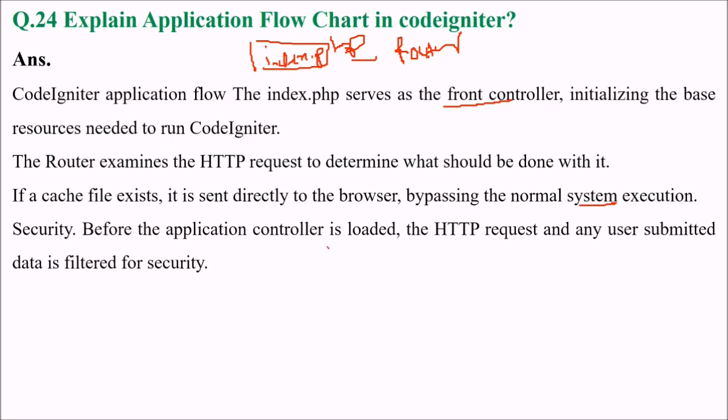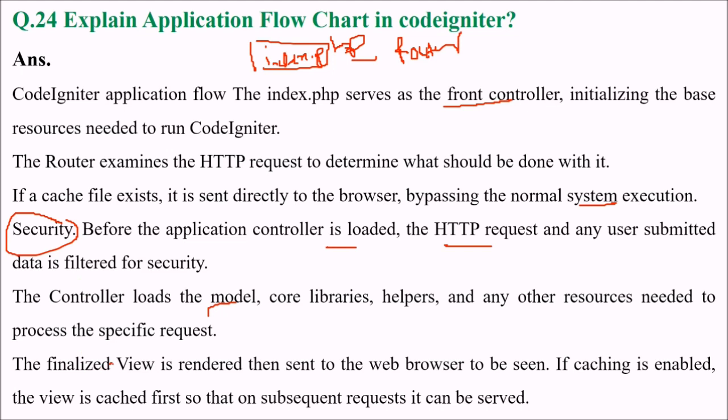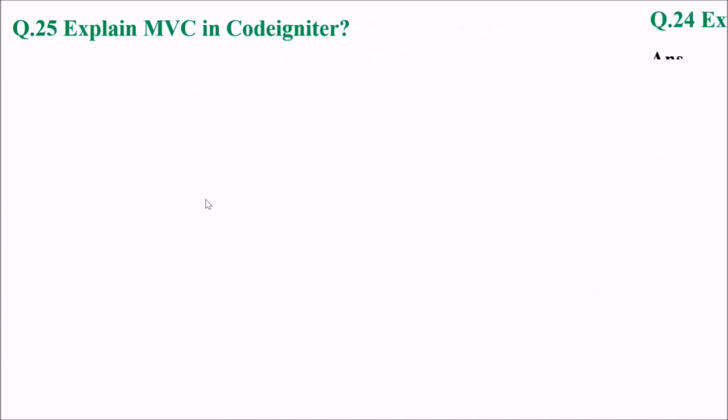Before the application controller is actually loaded, the HTTP request and any other submitted data is filtered for security. The controller loads the model, core libraries, helpers, and any other resources needed to process this specific request. Then finally the view is rendered and sent to the web browser to be seen by the user. If caching is enabled, the view is cached first, so that on subsequent requests it can be served easily without that time lag.